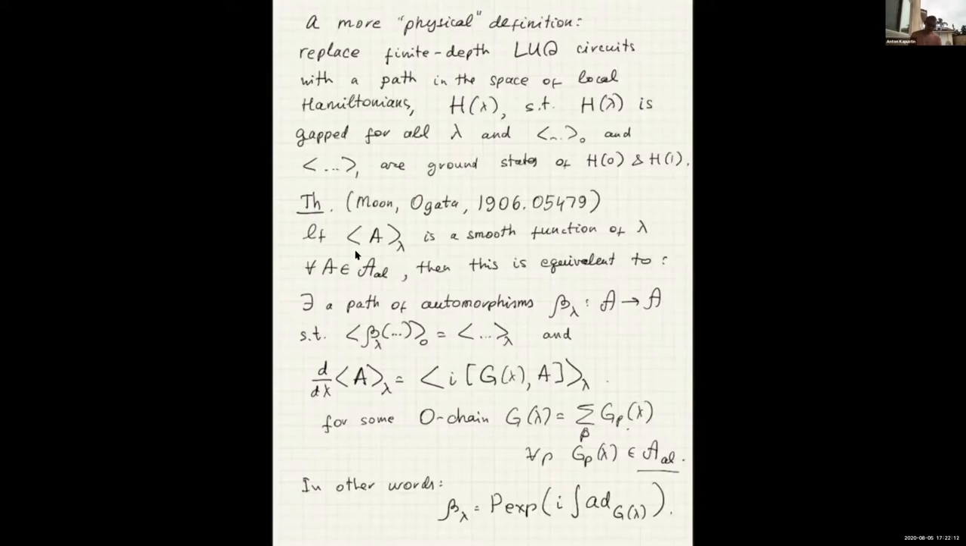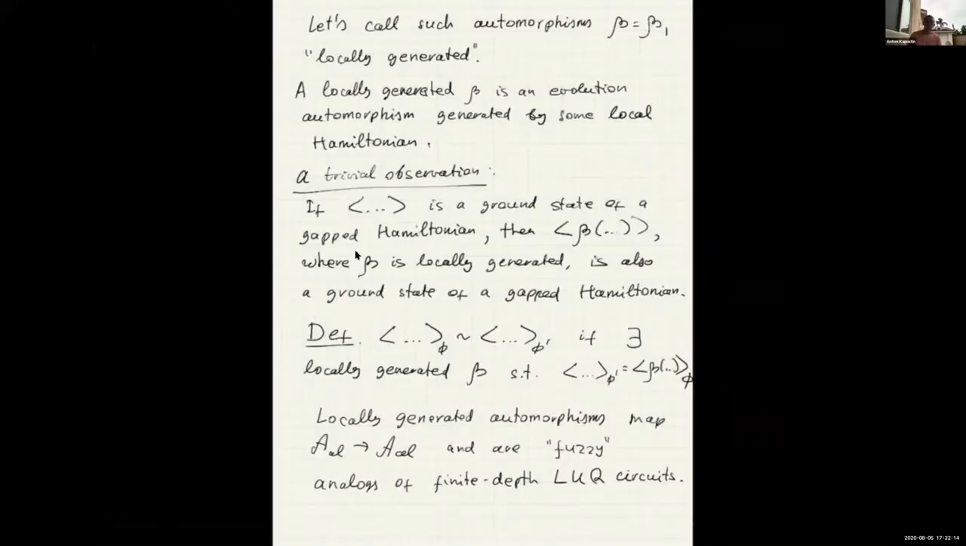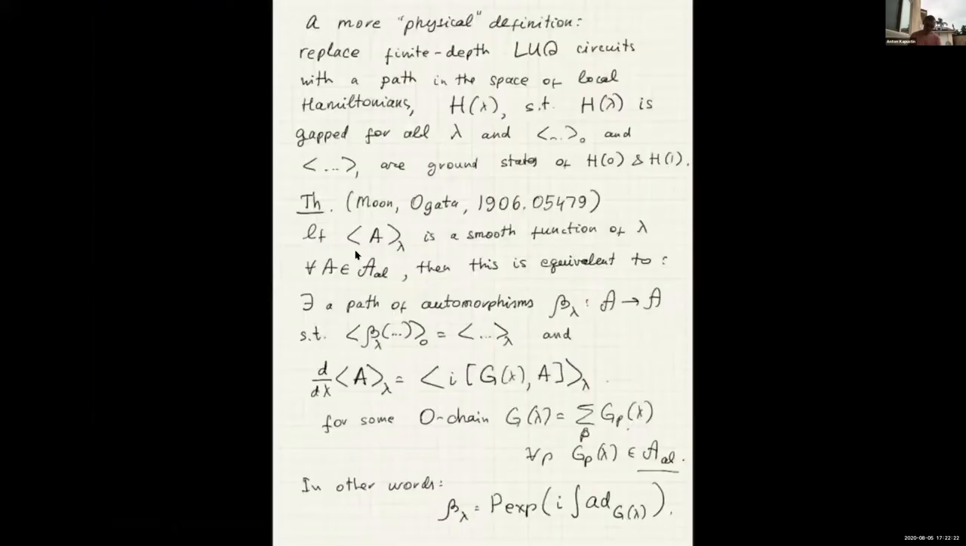Well, given this theorem, let's call such an automorphism locally generated. That is, locally generated if it comes from a local Hamiltonian. That is, it can be written as this, or if you wish, it's an automorphism obtained by solving equations like that. So you can write it in terms of automorphisms rather than in terms of the equation for observables.